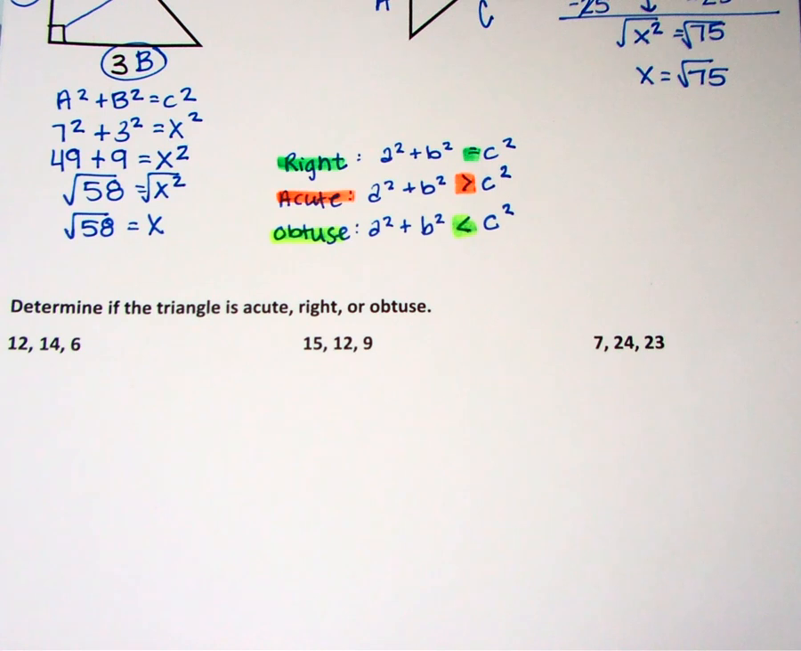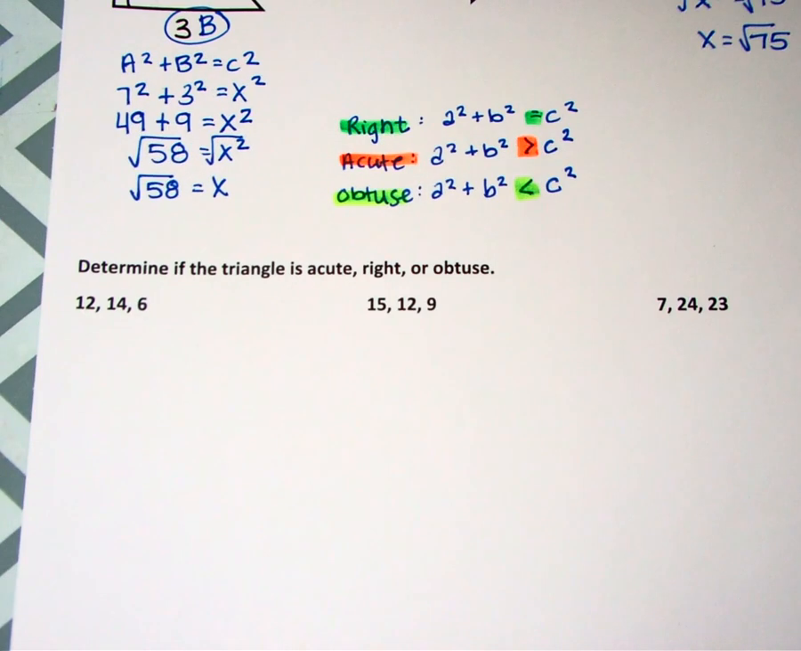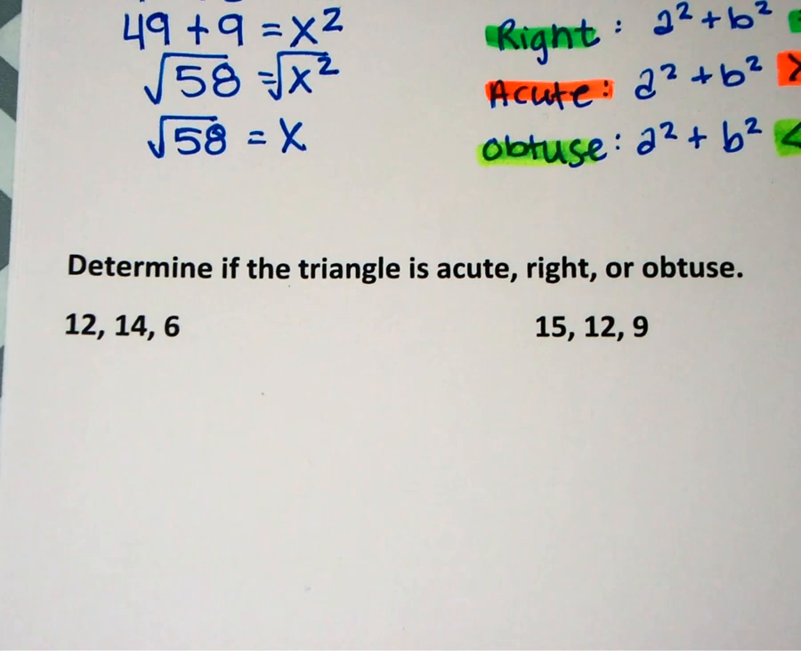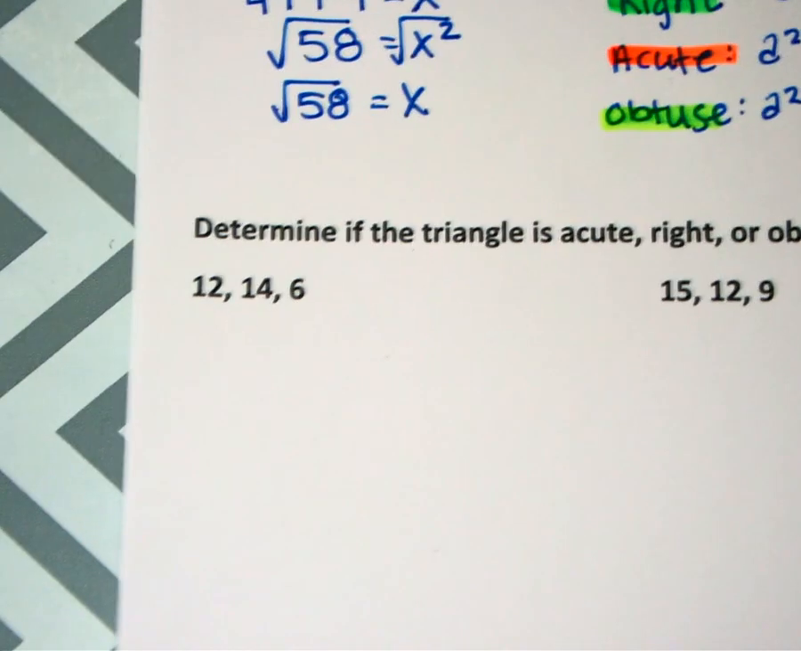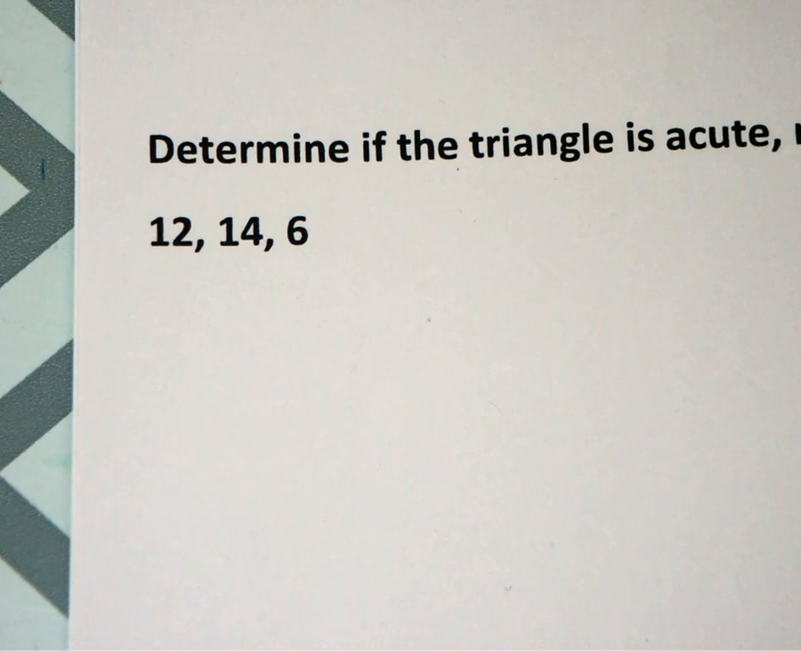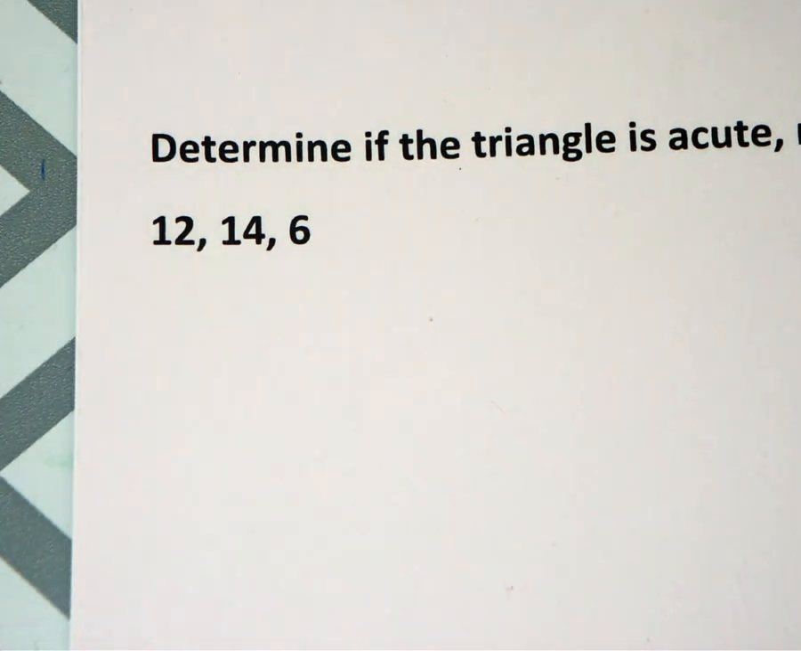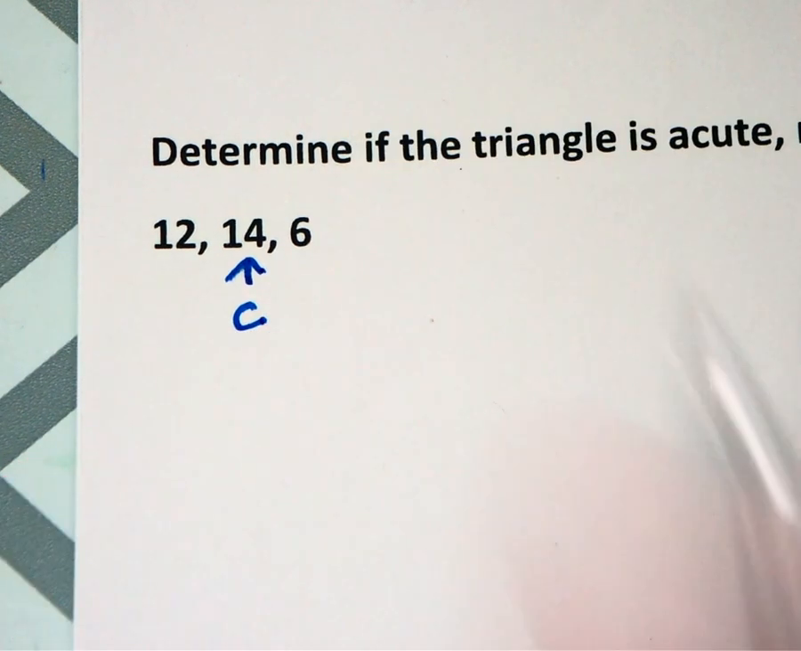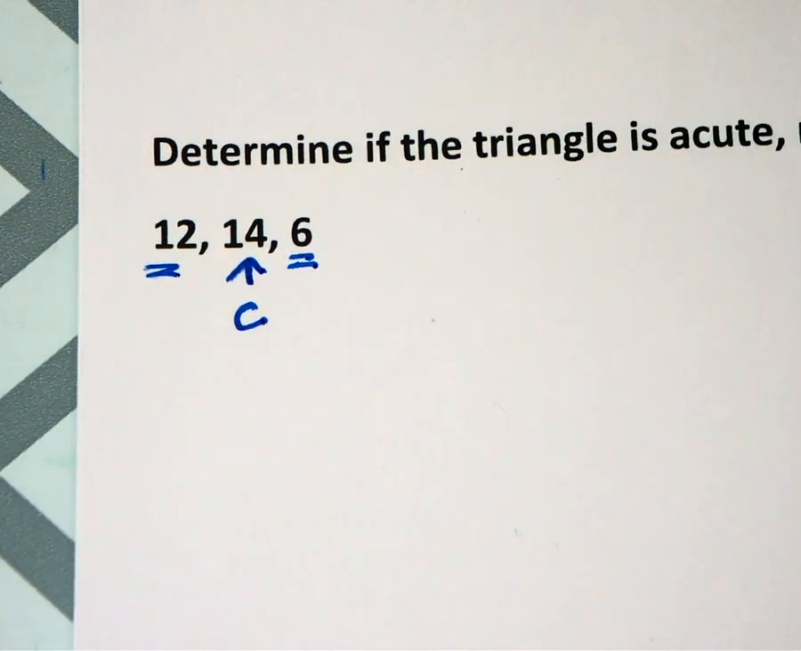So let's use this to calculate and determine what type of triangle we have down below. Determine if the triangle is acute, right, or obtuse. Let's start with the first one. The first thing you have to do is identify the hypotenuse. Even though we don't have a picture of our triangle, we should always know that the hypotenuse is always the biggest number. So my largest number here is 14. That's my C value. The other two are going to be A and B.